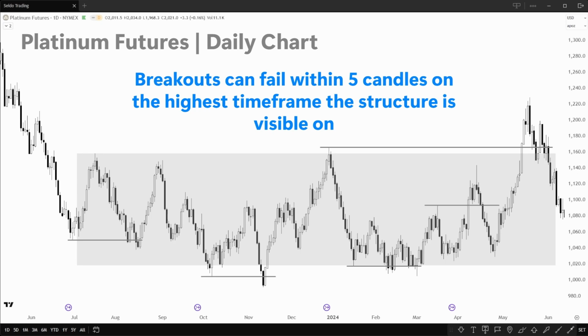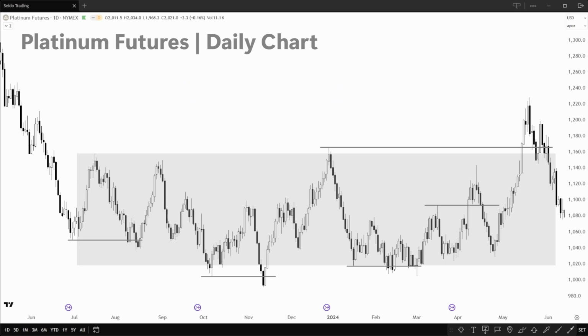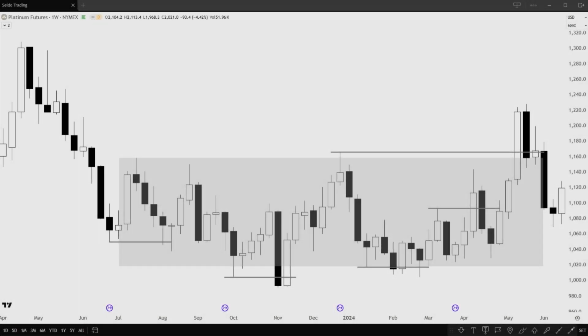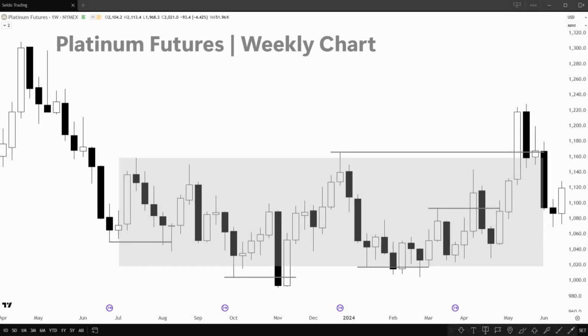So I want you to pause the video for a moment and look at how price responded around the swings I've marked out, the swing highs and the swing lows. What you notice is that some of these took longer, correct? So you have to ask yourself, was this structure visible on a weekly chart? Pause the video again and look at the weekly chart of platinum and how price responded at these levels.